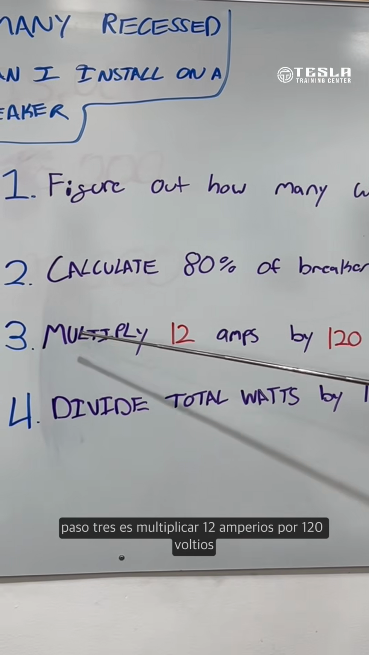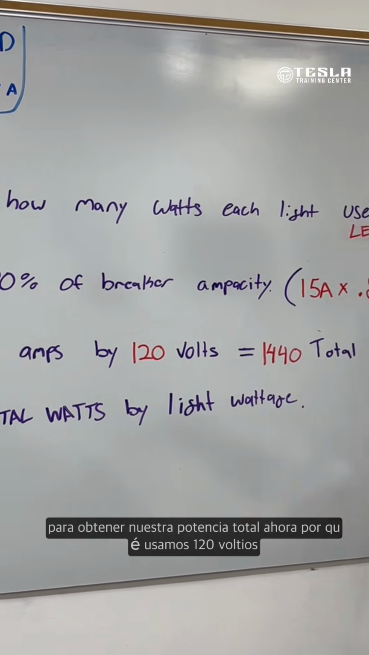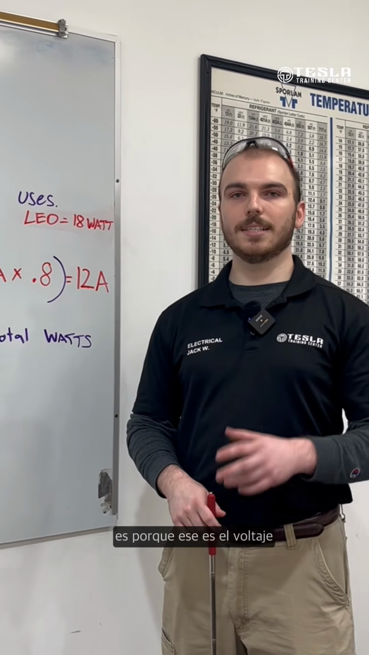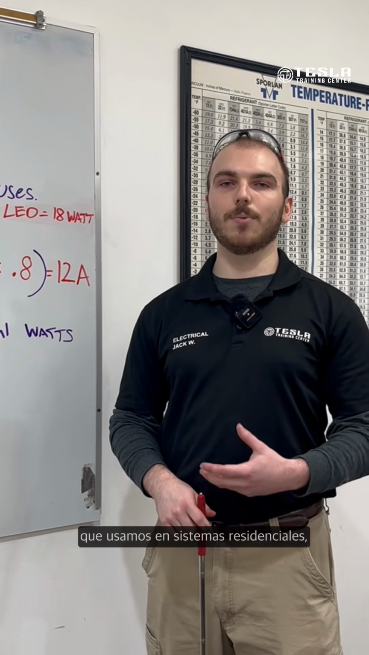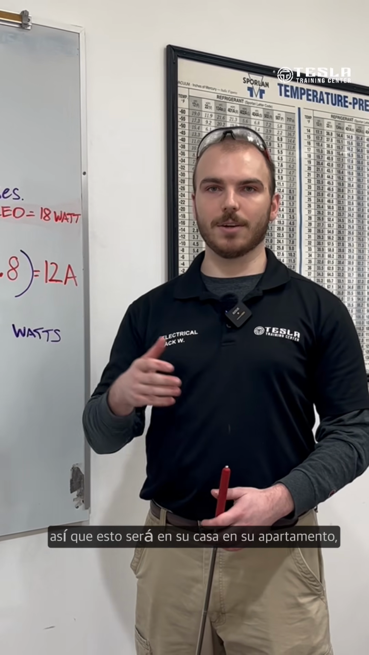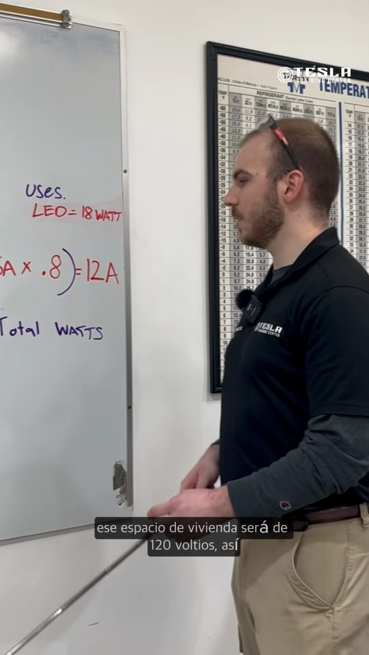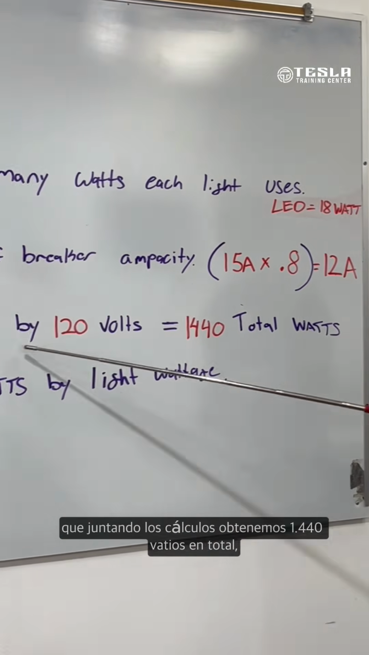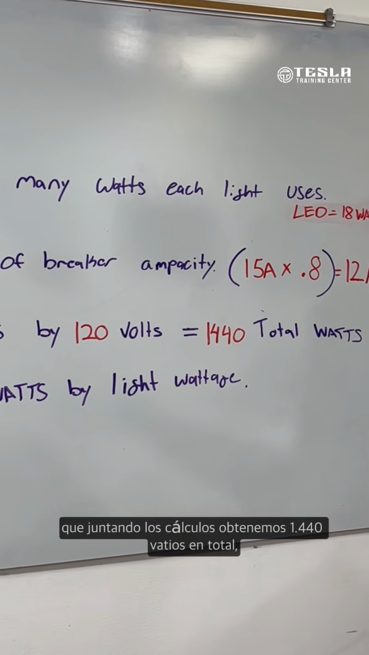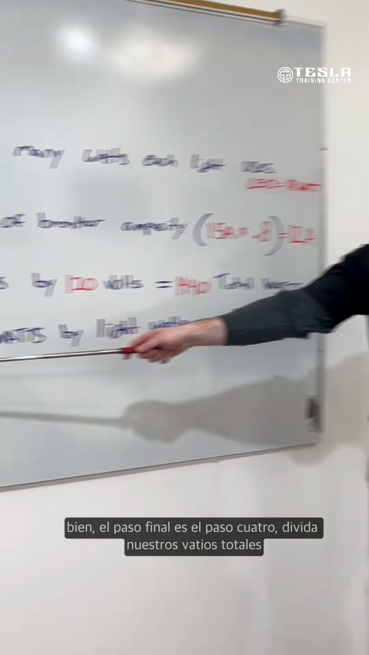Step 3 is to multiply 12 amps by 120 volts to get our total wattage. Why we use 120 volts is because that is the voltage that we use in residential systems. So this is going to be at your house, at your apartment, a dwelling space, which is going to be 120 volts. Doing the math together, we get 1,440 total watts.